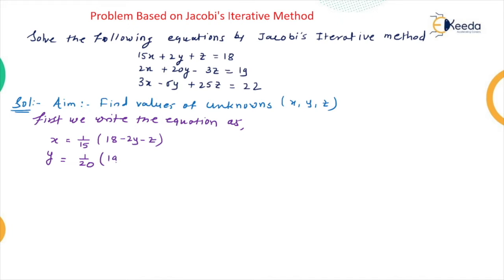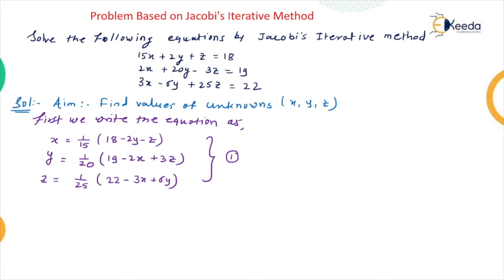plus 3z. And similarly you write the value for z: z is 1 upon 25 in a bracket 22 minus 3x and lastly plus 6y. Combined, we call the values of x, y and z equation number 1 for Jacobi iteration.